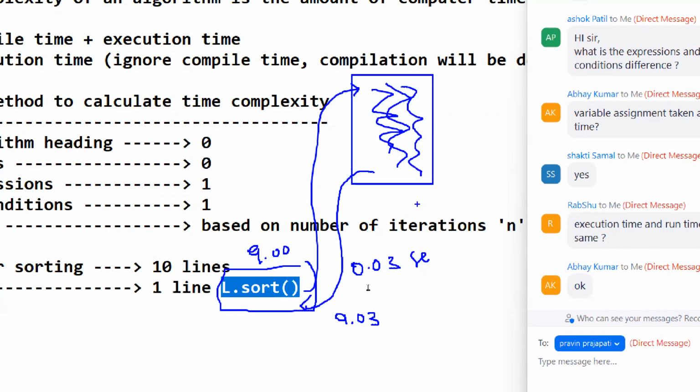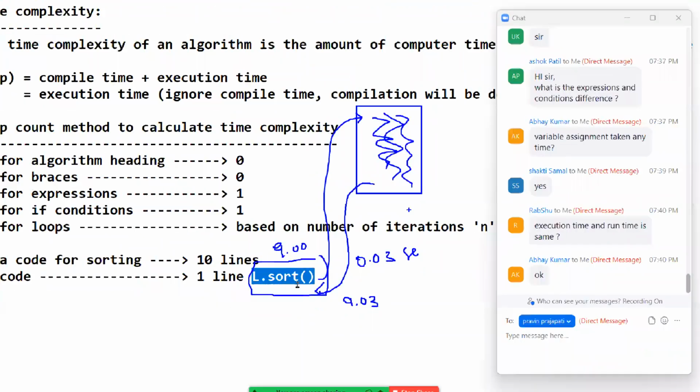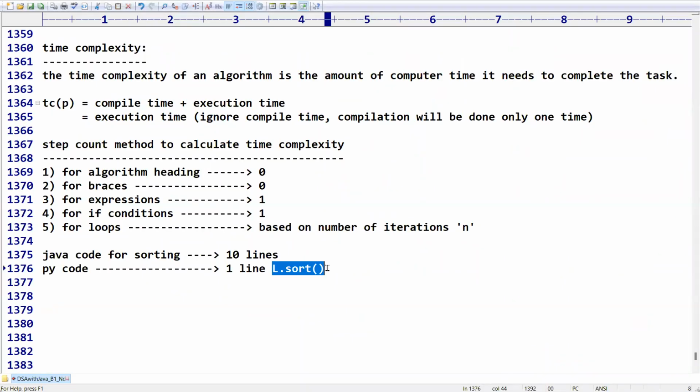Clear? Okay, sir. Okay, clear. Because of these small instructions, people are feeling Python is very easy. Yes, of course. But internally, n number of things are running in the background. So hope all your doubts got clarified. Execution time and runtime are the same. Yes, both are the same.